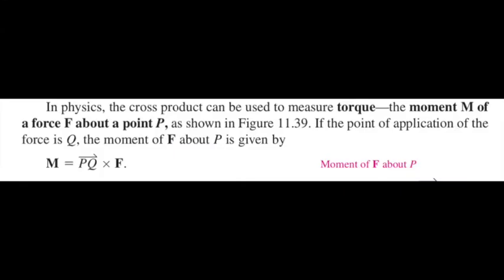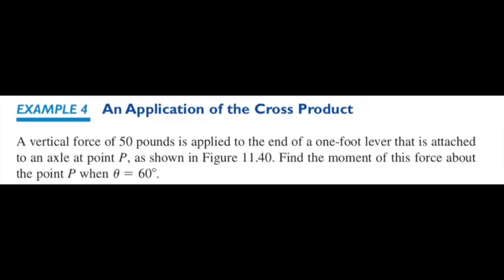In physics, the cross product can also be used to measure torque, the moment m of a force F about a point P. If the point of application of the force is Q, the moment of F about P is given by m equals PQ cross product F. The magnitude of moment m measures the tendency of the vector PQ to rotate counterclockwise about an axis directed along the vector m. To better understand the application of this, we go over this example question.